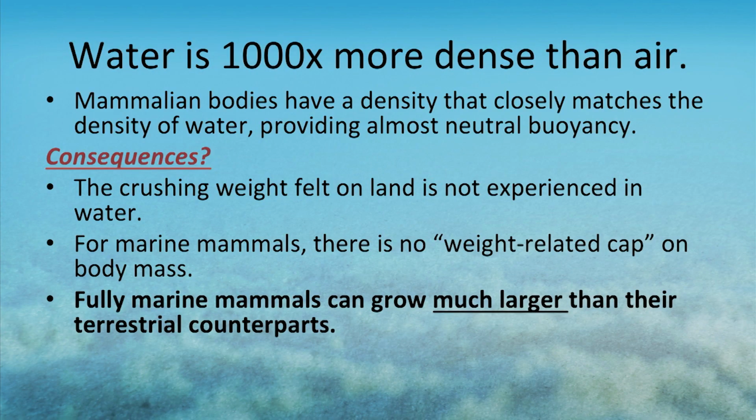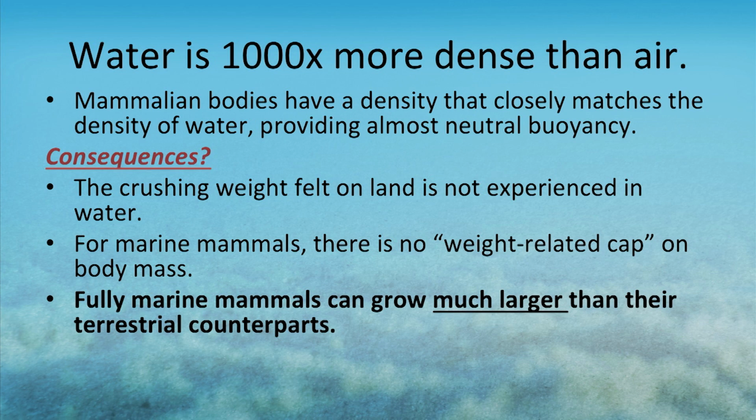Okay, mammalian bodies are about 70% water. So the density of a mammalian body is pretty close to the density of water. So when you get into water, you almost float. Okay, the consequence is, of course, that you don't need a huge skeletal system because that crushing weight that you actually felt on land is not experienced in the water. What this means is that you can get much, much, much bigger. So on land, there seems to be almost a weight-related cap on body mass, and we see that with the elephants.